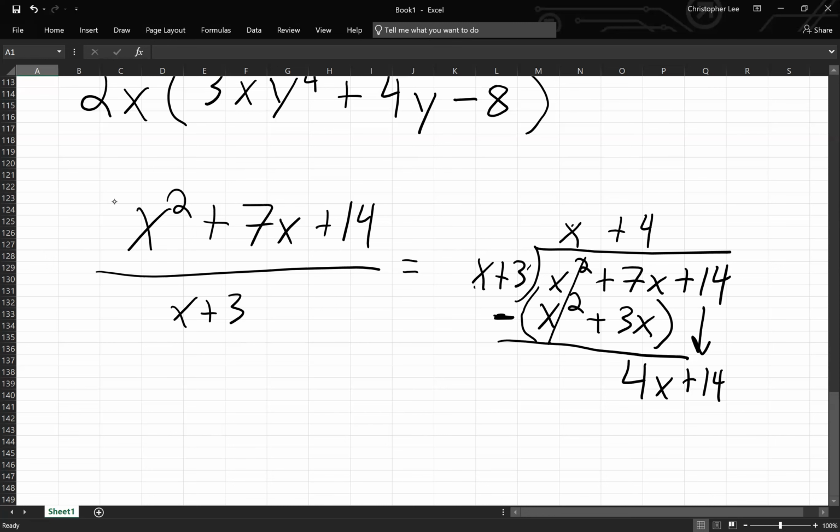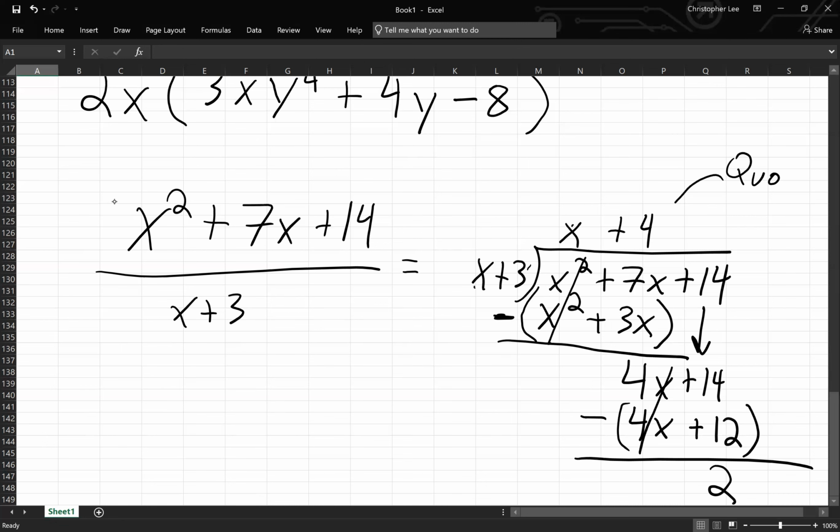And then 4 times x is what? 4 times 1x, so that's 4x, right? And then 4 times 3, what's that? 12. Am I right? And now, same game. I want to subtract this, right? 4x minus 4x, boom. 14 minus 12, what's that, 2? Right? So this is the quotient. This is the remainder.